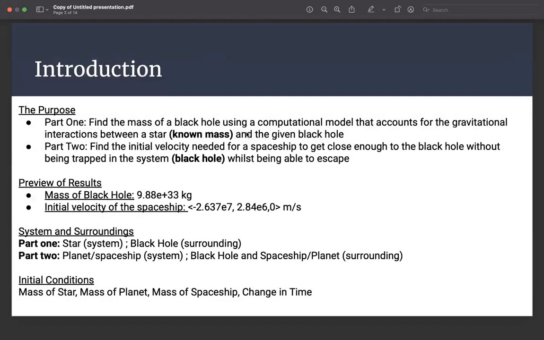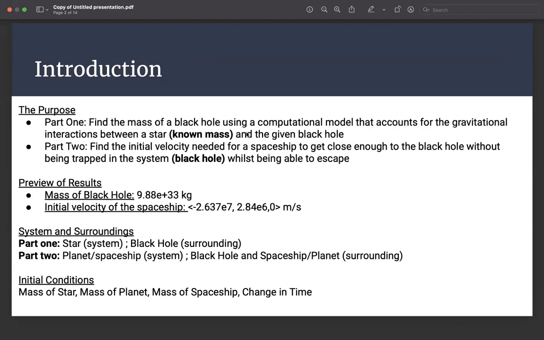So here's my introduction. The purpose of the lab in part 1 was to find the mass of a black hole using a computational model that accounts for the gravitational interactions between a star of known mass and the given black hole. While in part 2, we have to find the initial velocity needed for a spaceship to get close enough to the black hole without actually being trapped in the system.